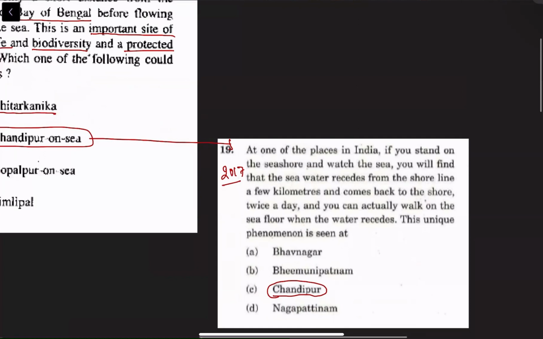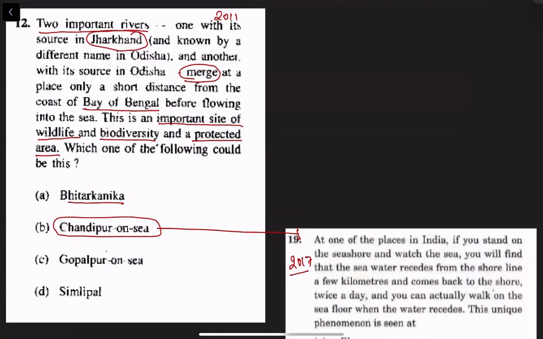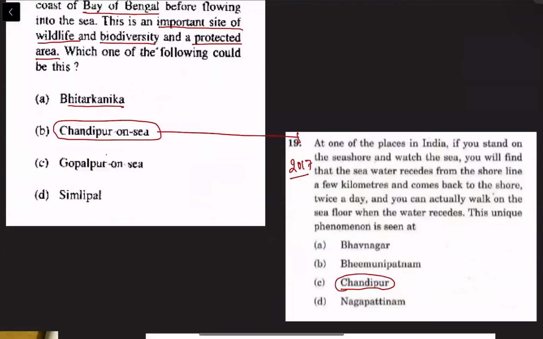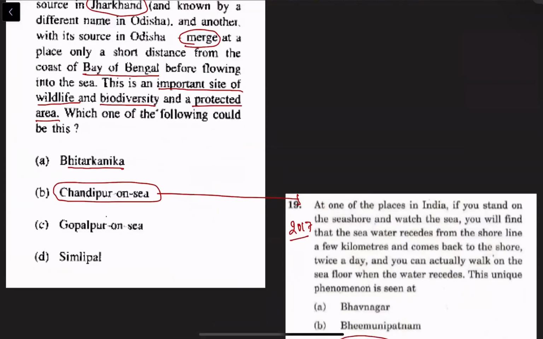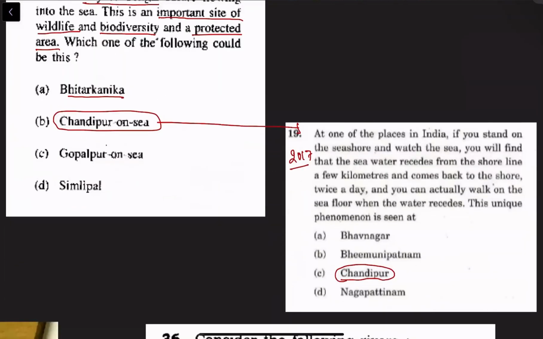So working on PYQs, even on the wrong options mentioned, will help in the upcoming prelims. This is one such example where Chandipur on Sea was a wrong option in 2011, but it became the focus of a question in 2017. So I would suggest you go through Bhavnagar, Bhimunipattinam, Nagapattinam. Nagapattinam is also a historical place, that is Pumpuhar, which was also asked in 2023.